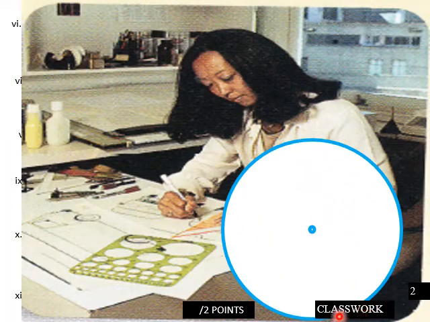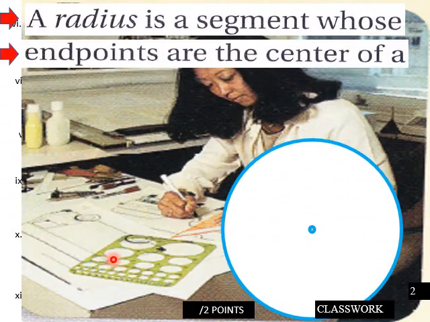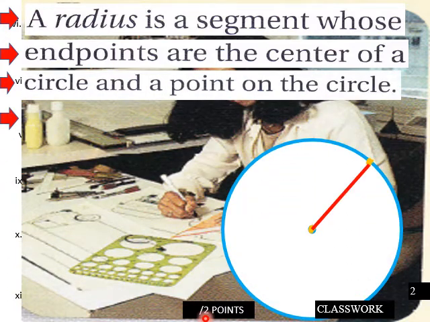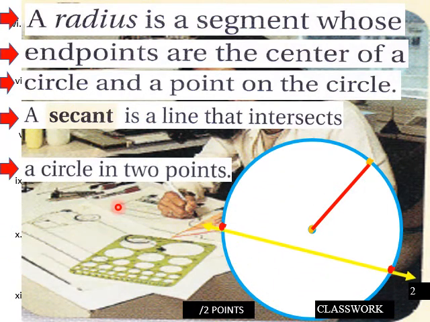Page 2 of our classwork. A radius is a segment whose endpoints are at the center of a circle and a point on the circle. So here is a radius. A secant is a line that intersects a circle at 2 points. So this would be a secant here that passes through a circle.